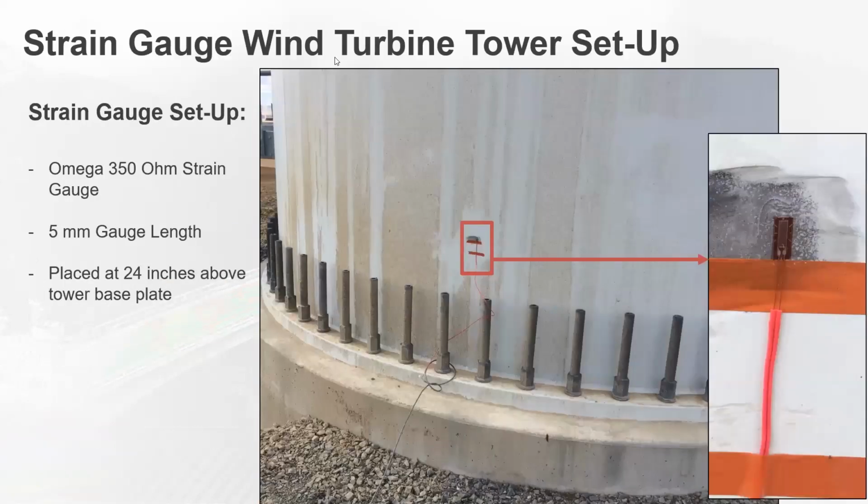Here's the strain gauge setup. We used an Omega 350 ohm strain gauge. It was mounted 24 inches up from the base of the tower. You can see the close-up view there with a little tape across the tower, so we don't short out the leads there, and the strain gauge is epoxied onto the bare steel.